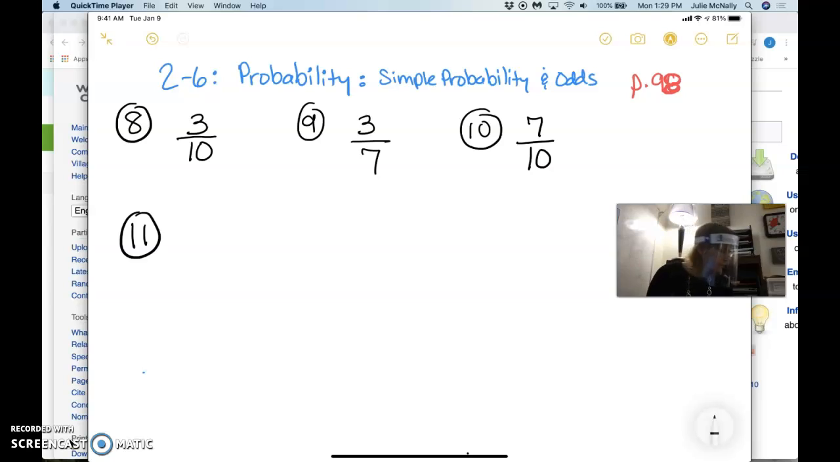And then number 11. Red or yellow? 6 out of 10. Yes. 6 out of 10 are red or yellow.